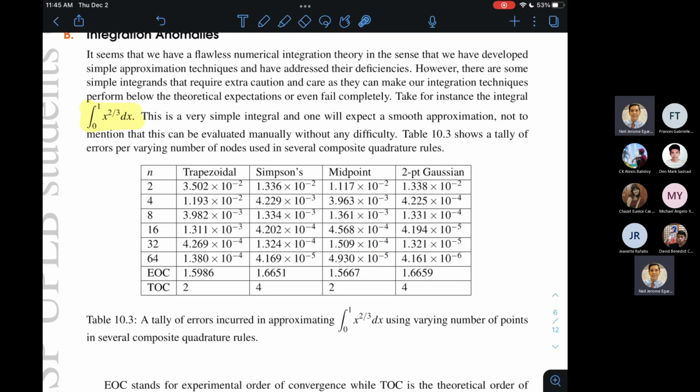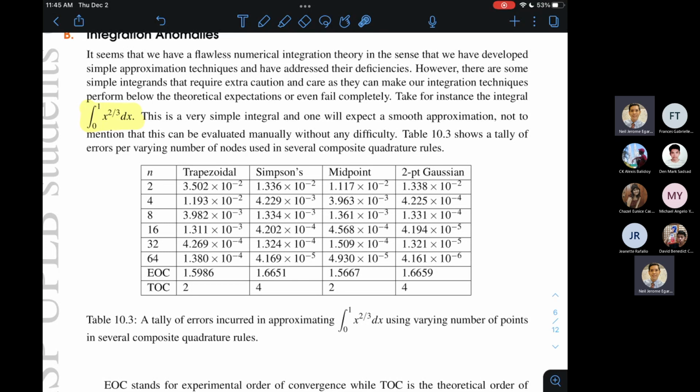Okay? So napakalaki ng discrepancy with the theoretical order of convergence, and that is even glaring by knowing that yung integral na ini-evaluate lang natin ay napakasimple. It's x to the 2/3. So parang wala namang problema kay x to the 2/3. Alright? Okay. So bakit nagkaganon? Ano yung naging problema with this integral kaya hindi natin attain yung theoretical order of convergence?